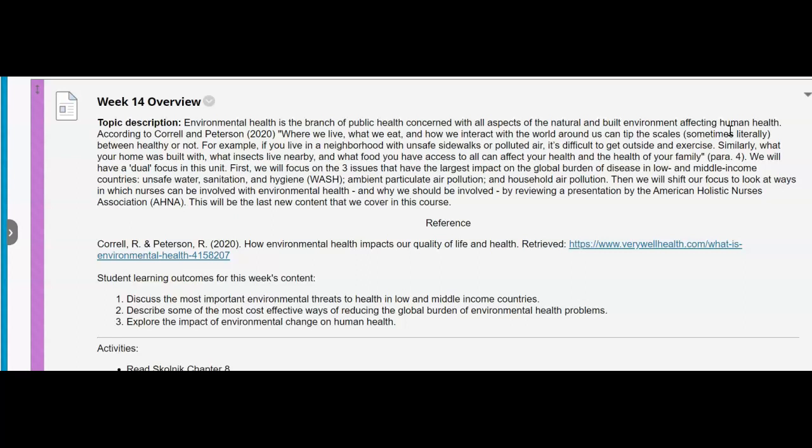For example, if you live in a neighborhood with unsafe sidewalks or polluted air, outdoor air pollution is called ambient pollution, then it's difficult to get outside and to exercise. Similarly, what your home was built with, what insects live nearby, and even what food you have access to can all impact your health and the health of your family.